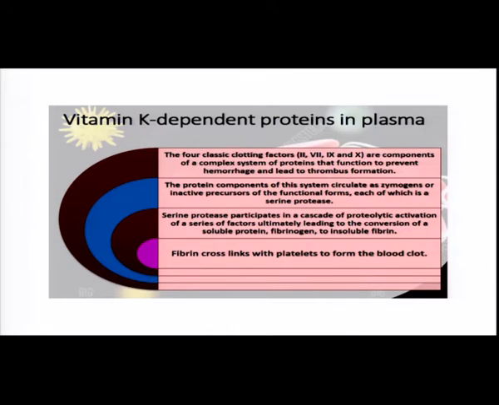So you see the 4 classic clotting factors, 2, 7, 9 and 10, are components of a complex system of proteins that function to prevent hemorrhage and lead to thrombus formation. The protein components of this system are all called the inactive version, or in other words, zymogen. A zymogen is any protease, a kind of enzyme, in its inactive form. Now you have to convert the zymogen into an active form, like the example you could always recollect, trypsinogen getting converted to trypsin.